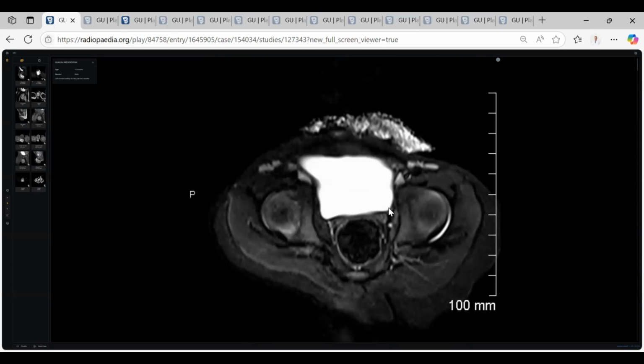Further CT staging, including CT chest, for cannonball metastasis. I know cannonball metastasis is common in seminoma. Anyway, this yolk sac tumor may cause a chest metastasis, lung metastasis. Thank you so much. Next candidate.